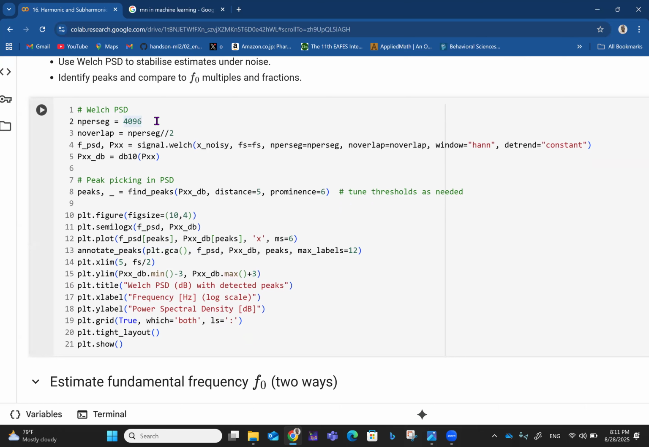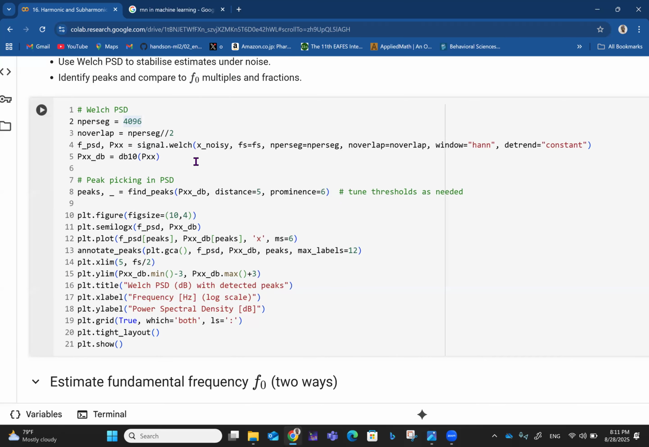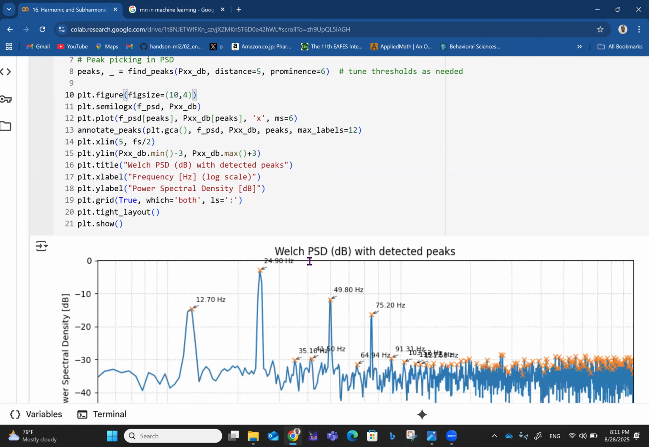What Welch does is that you take portions of your signal, and then you have some overlaps in between. So here we have number per segment, that's 4096, and number of overlaps, you divide that by 2, modulo division by 2. Of course, that'll be 2048. And then you now plot the periodogram against the frequency using the Welch thing. And then, of course, you can look at this a bit better. And then we run that and we get something like this.